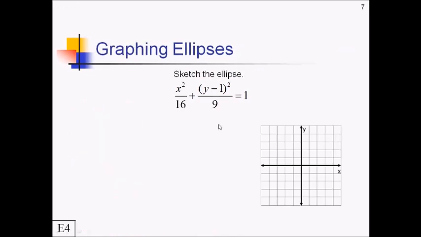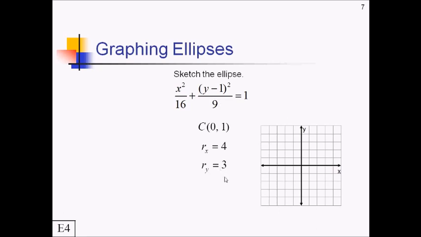Here's another ellipse for you to draw. Pause the video and see if you can get accurate on this one. All right, let's see how that worked out. So we start with our center, which is going to be 0, comma 1 in this case. For my Rx, I've got the square root of 16, which is going to be 4. For my Ry, I have the square root of 9, which is going to be 3.